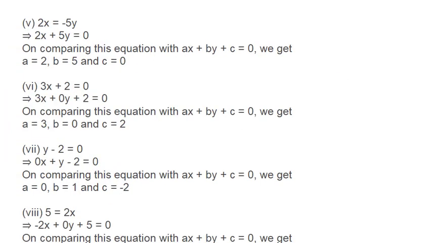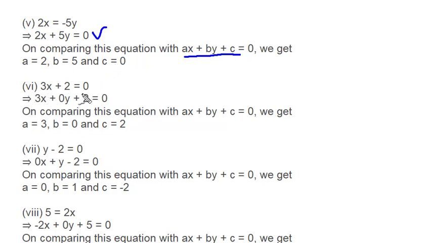Now let's see question number 5. This is 2x is equal to minus 5y. So this is minus 5y here, so it moves to the left hand side. This minus becomes plus. So this is 2x plus 5y equal to 0. Now compare this with ax plus by plus c equal to 0. How much is a? a is clearly 2, b is 5 and c is 0 because there is no constant term here.